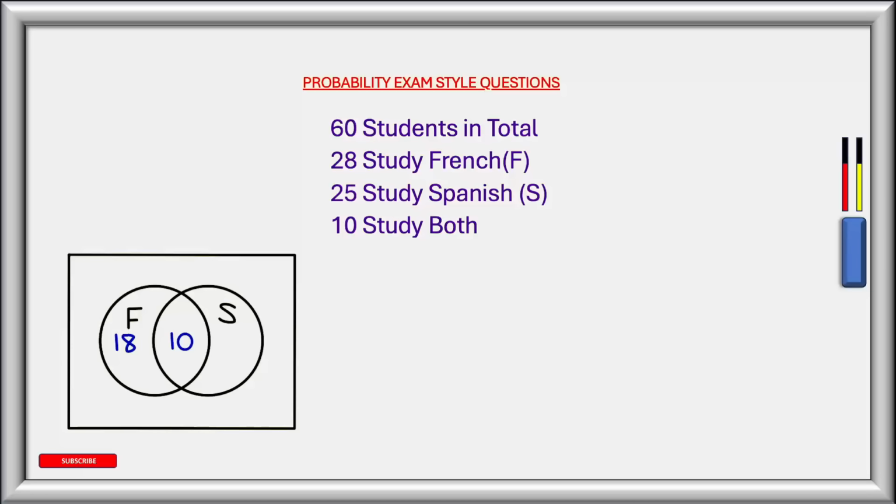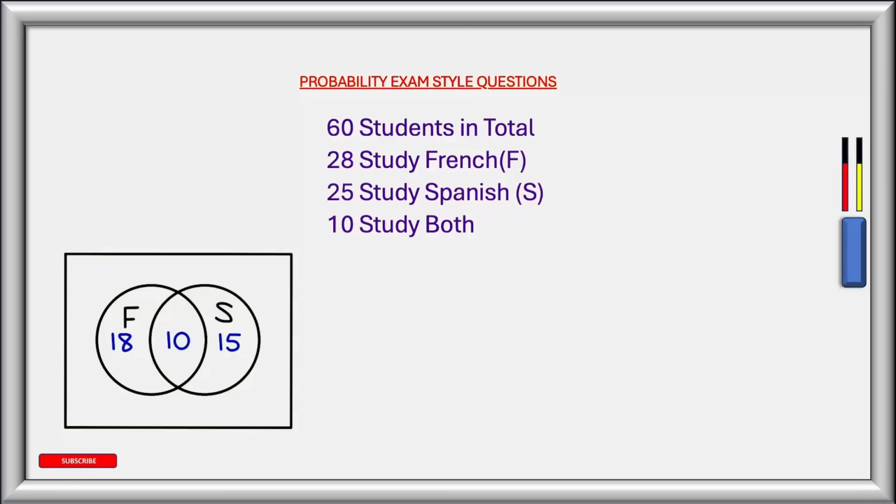And then we're told that 28 students study French. Now we've already got 10 in the intersection, so we need to subtract 10 from 28, and this gives us 18. And these 18 represent those students that exclusively study French. Next, we're told that 25 students study Spanish. Now we already know that 10 students study French and Spanish, so we need to subtract the number 10 from 25, and this gives us 15. So we place the number 15 in this area of the Venn diagram, and this represents those students that exclusively study Spanish.